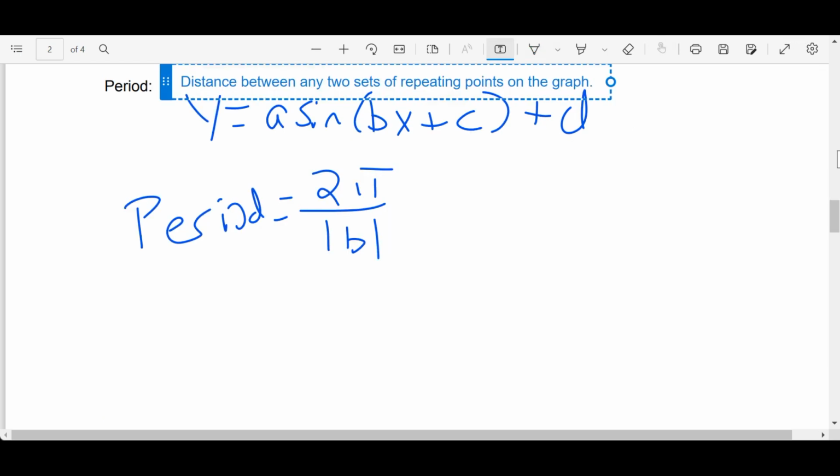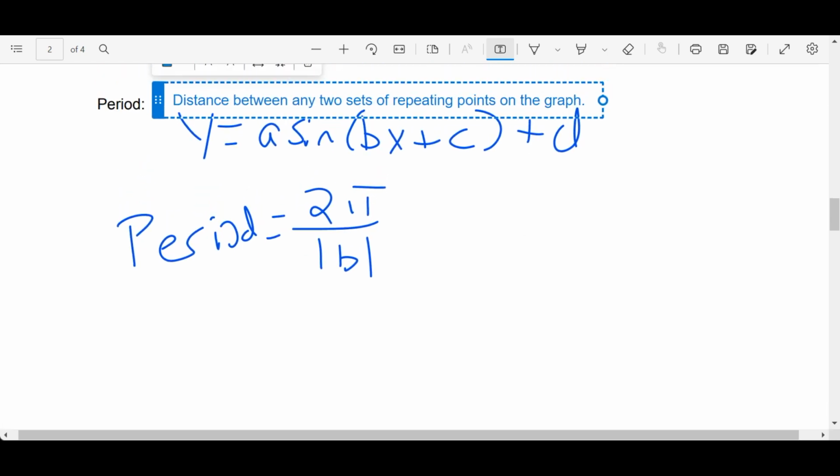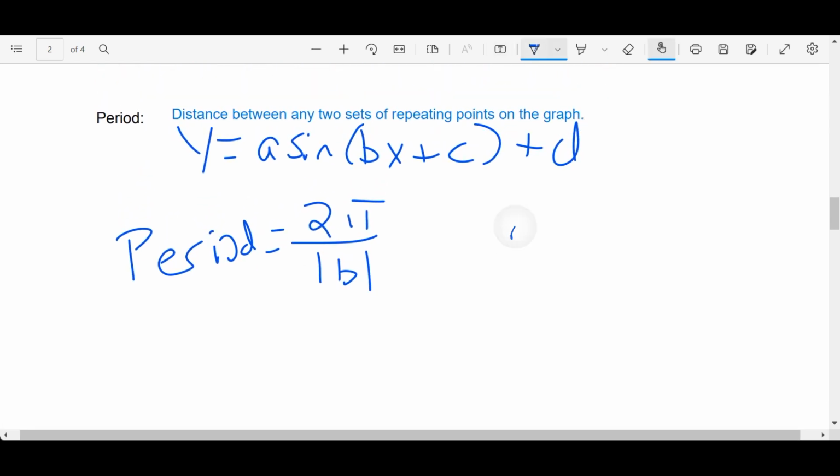Now, period is a very important part that I am going to ask you over and over when we're graphing trig functions. And what is a period? It's the distance between any two sets of repeating points in the graph. So with a sine function, whatever this distance is from here to here, whenever it starts making that same motion through that same point, like here and here, that's one period. For the case of cosine, usually the easiest way to tell one period is from here to here.